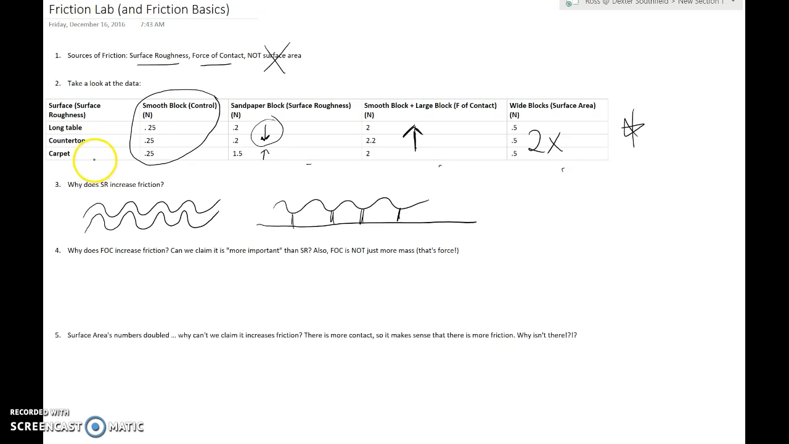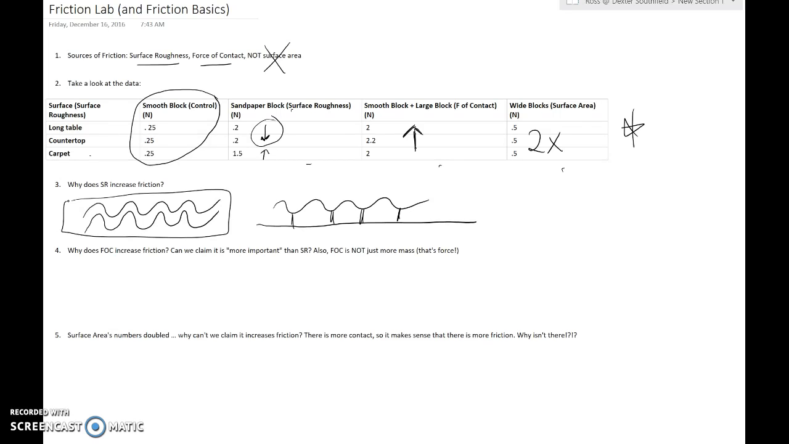In contrast, when we were using the carpet in the sandpaper block, the carpet is very bumpy. It's also relatively soft. Carpet is made up of not really hair anymore, but it's got all those fibers that stick up. So that is a very bumpy, textured surface that allows this to occur, where those hills and valleys will lock onto each other, they'll smash into each other, and you have to force it over each other. So that's why surface roughness goes up.